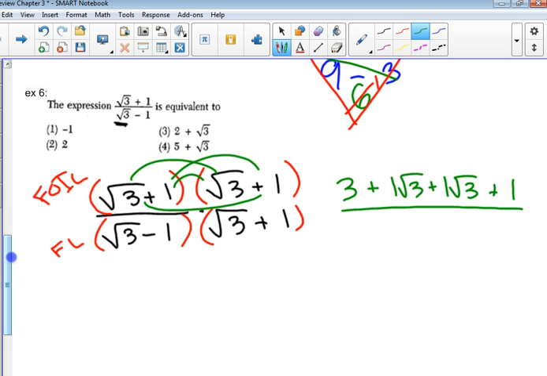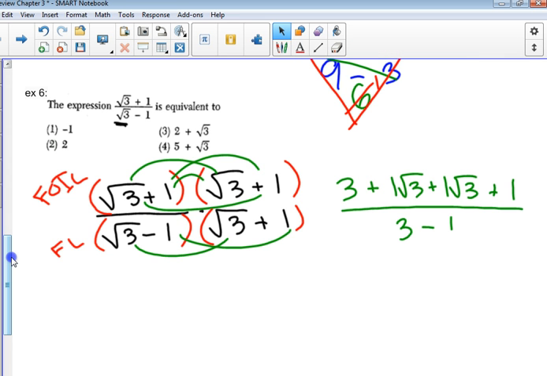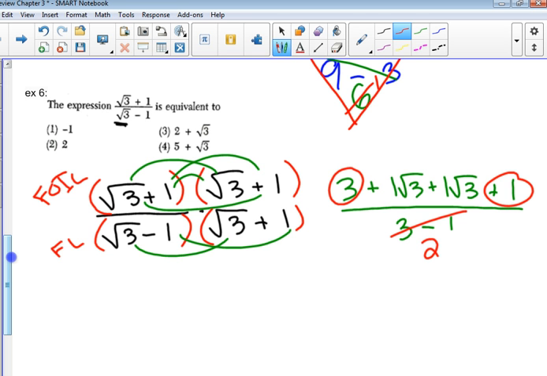Now, in the bottom, when you just do your first and the last, what do you get? Good. 3 minus 1, which is 2. Awesome. So let's simplify everything we can. So this is just going to be a 2. Andrew, what are you thinking in the top? 4 plus 2 radical.